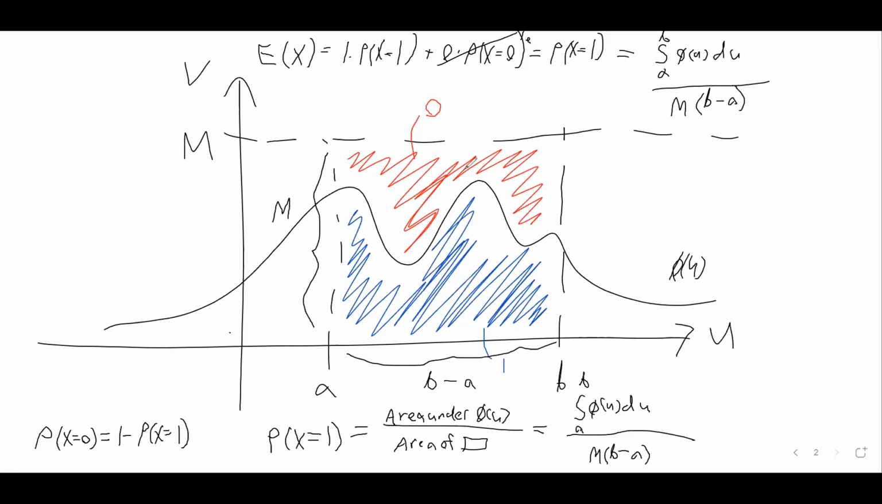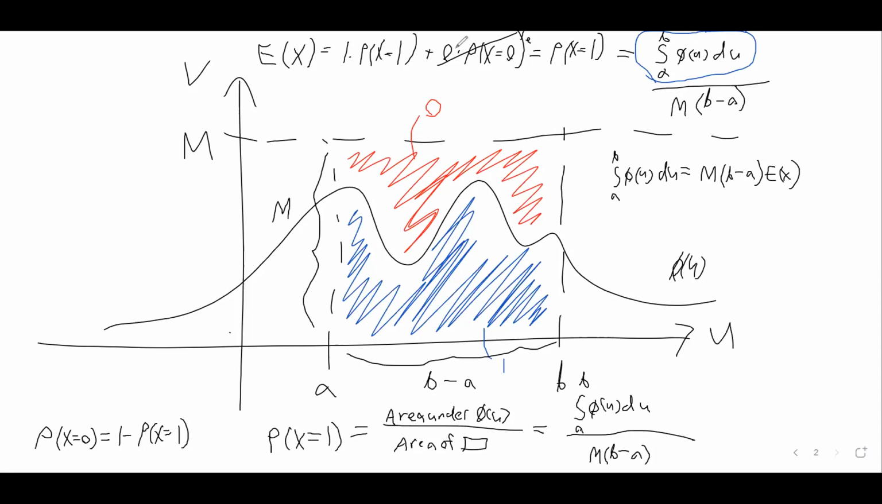Okay, and then if you think of this definite integral as a single mathematical object, as if it was a variable in an equation, we can solve for it. We can find that the definite integral from a to b of phi of u du is equal to E of X times capital M times b minus a. So I'm going to write capital M times b minus a times E of X. So the definite integral there is equal to capital M times b minus a times E of X.